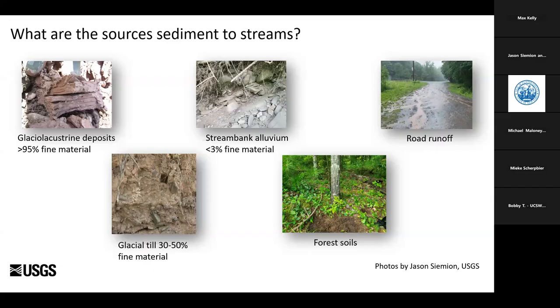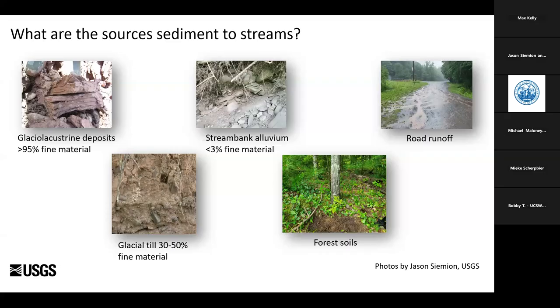Glacial till also has a fair amount of fine material, roughly 30 to 50%. But if anybody who's tried digging in glacial till before at home, trying to put in fence posts or something like that, you'll know how hard that material can be, especially if it's had a chance to dry out. So those exposures within the Esopus tend to be much more resistive to erosion than those glacial lacustrine deposits.